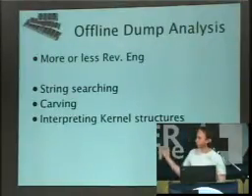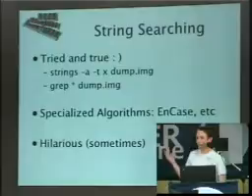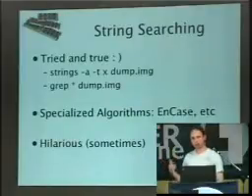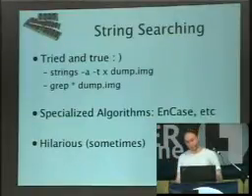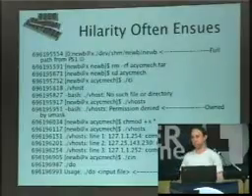Besides that, there are certain things you might want to do. You might want to do a string search. Tried and true, very simple to do: strings, grep. There are specialized algorithms. If you don't want to use strings or grep, a lot of forensics toolkits will have this. EnCase has one. I think FTK has one as well. Shell histories are usually hilarious, and the reason for that is that shell histories of compromised machines are hilarious.